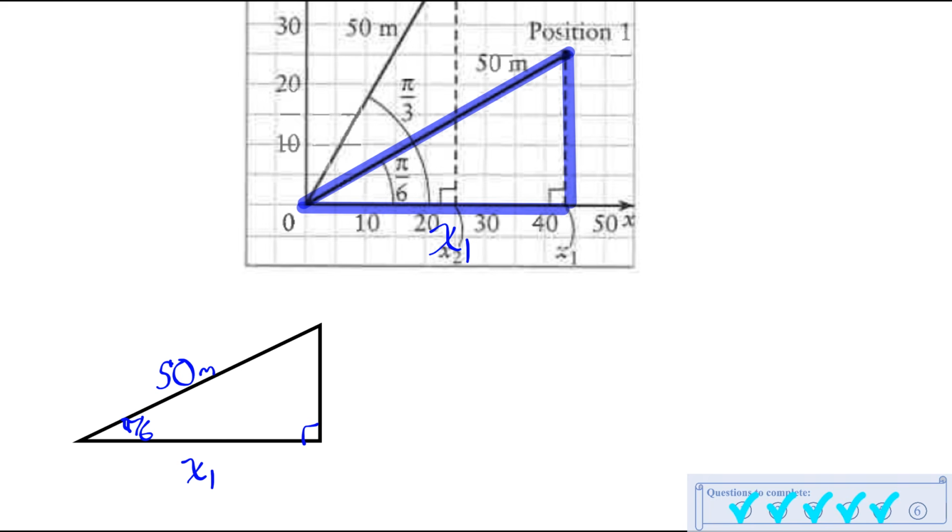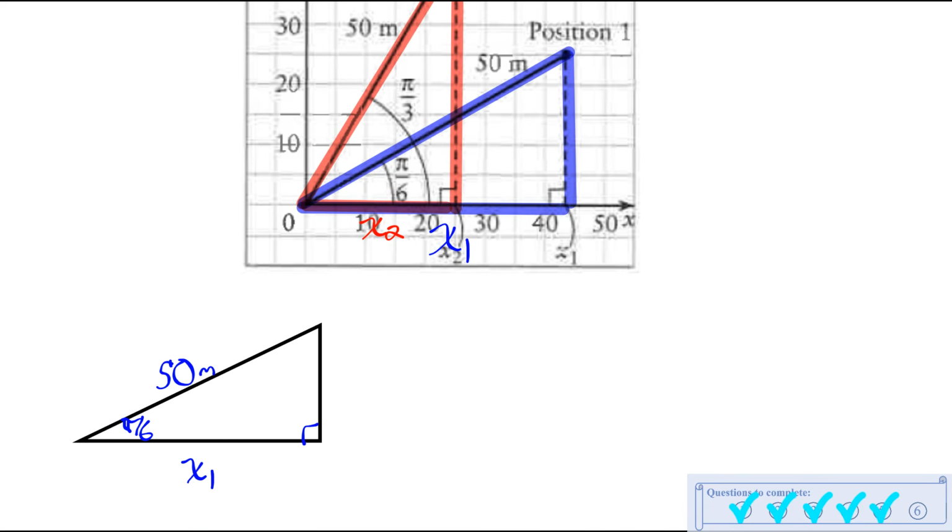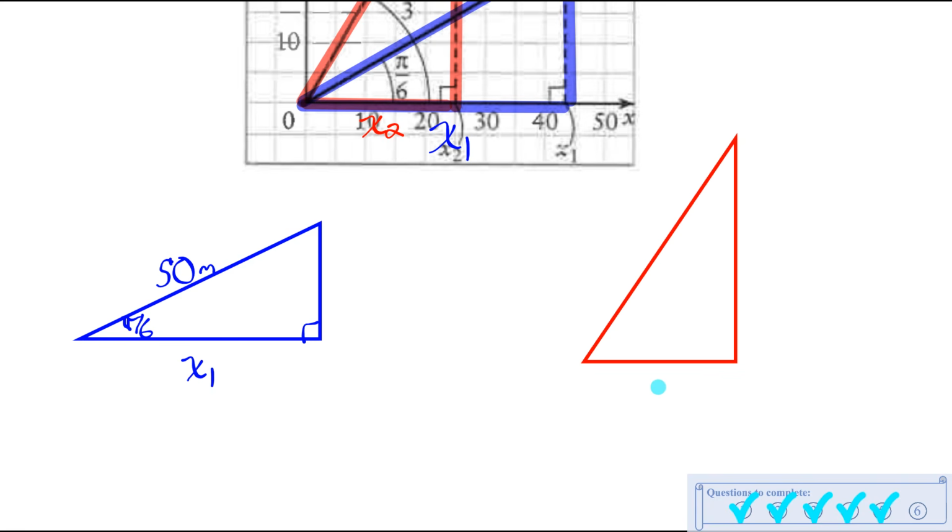And I'm also going to redraw the other triangle. I'll highlight it in red. I'm going to need to know the length of the bottom side of that one as well. I'll call that x2, so that I figure out the x-coordinate of the point where the kite is. Let me redraw that triangle. In this triangle, the bottom side I'm calling x2. I know the length of the kite string is still 50 meters. It's a right triangle, but the angle the kite makes with the ground is now pi over 3.